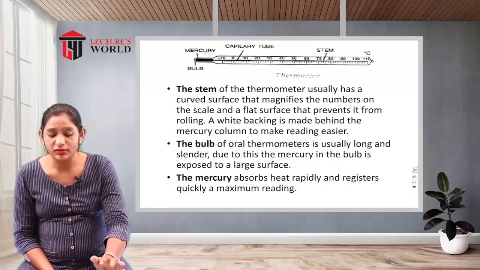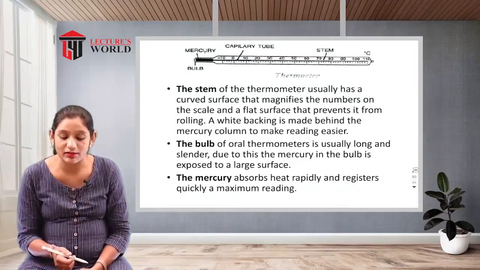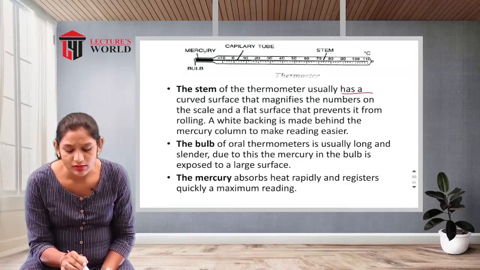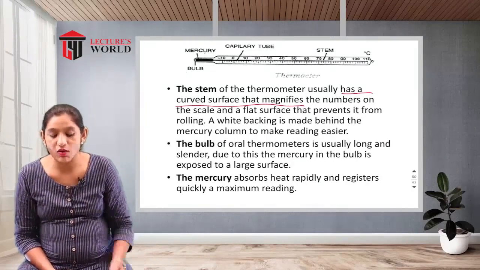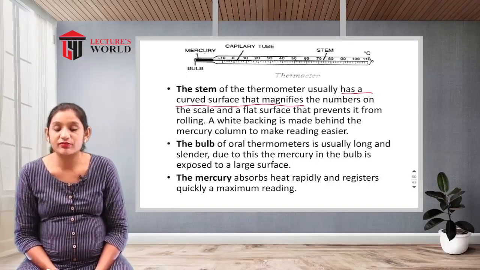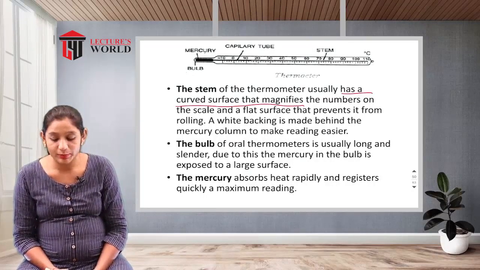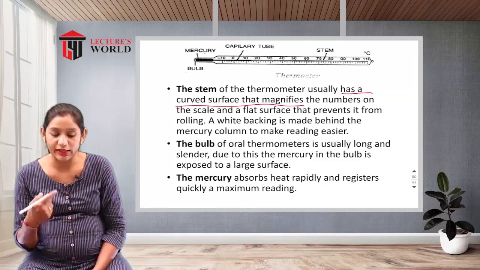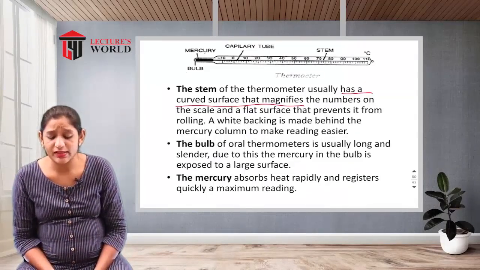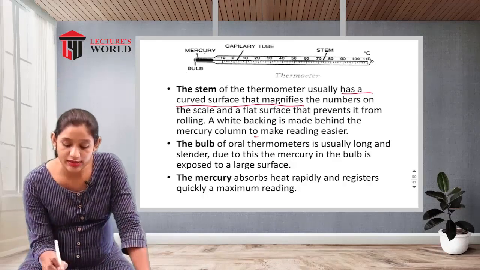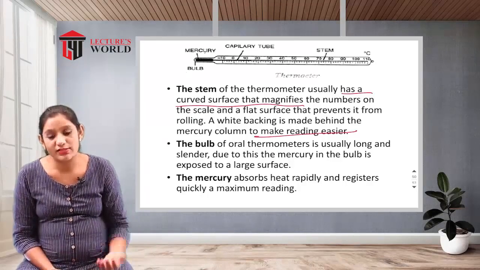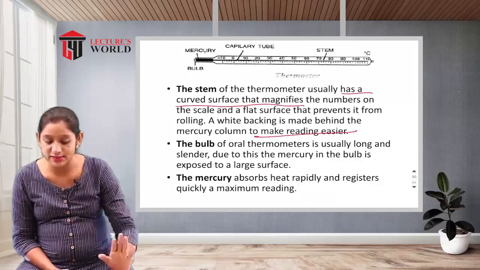The stem of the thermometer usually has a curved surface that magnifies the numbers on the scale and a flat surface that prevents it from rolling. A white backing is made behind the mercury column to make reading easier.